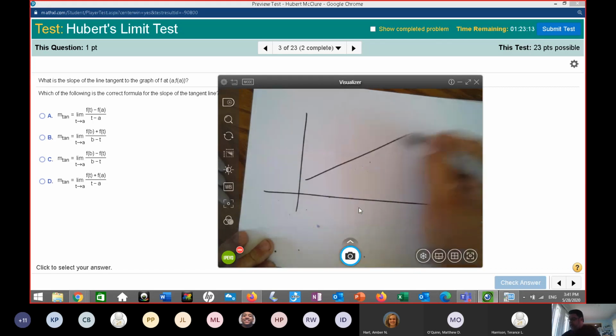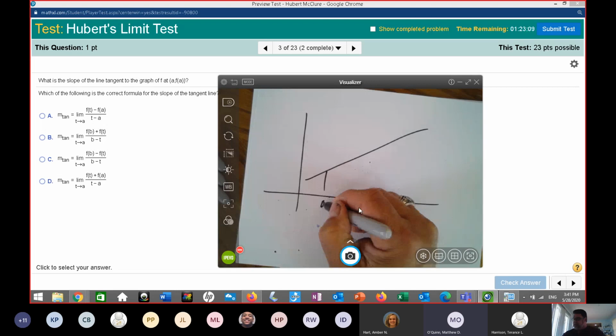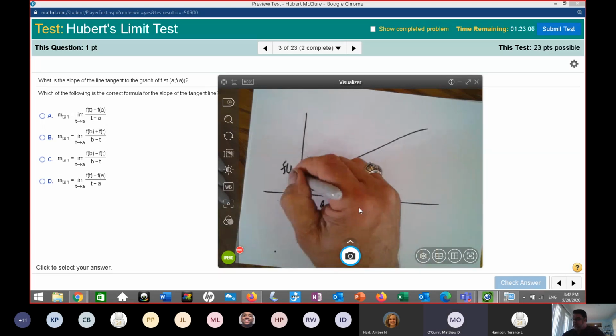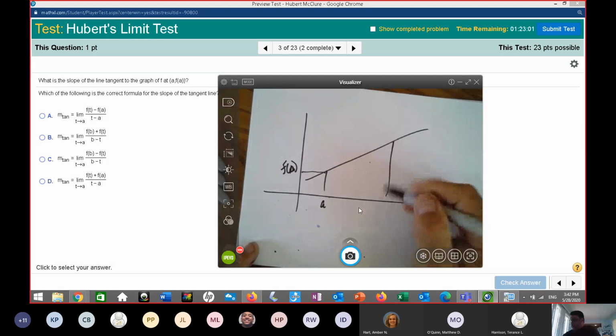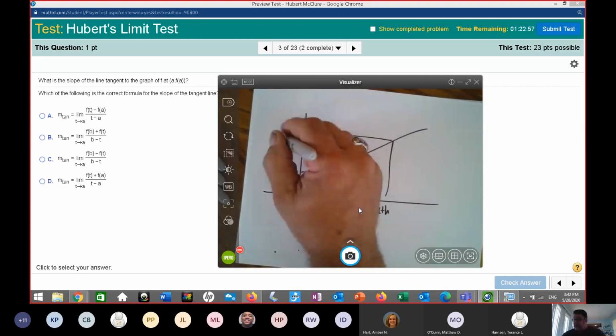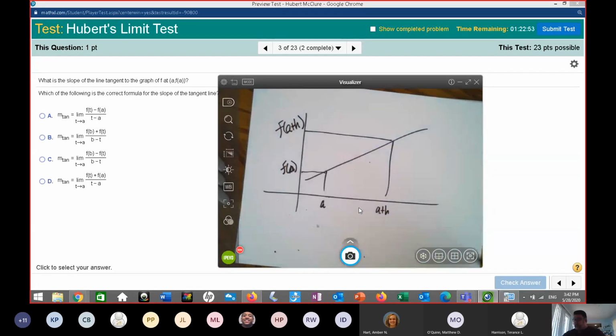But if I give you a line and I give you this is A and this is f of A, then you know that the second one is going to be called A plus H, and this is going to be called f of A plus H. They may say this is f of Q or f of W or whatever the case may be. In this case, they're giving you f of T because this is initial.